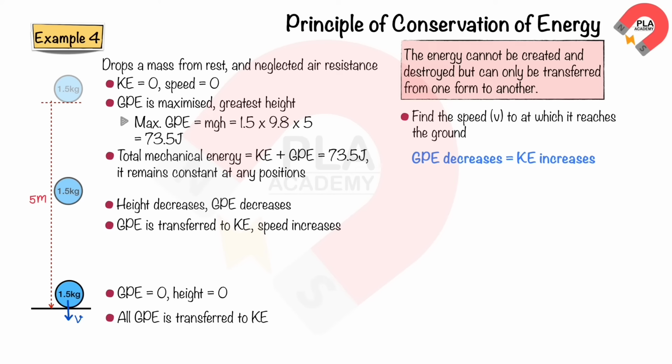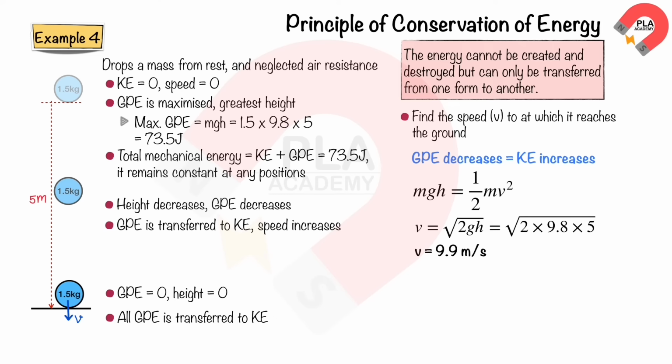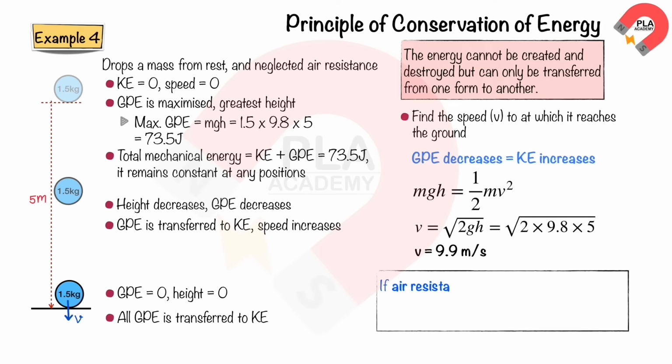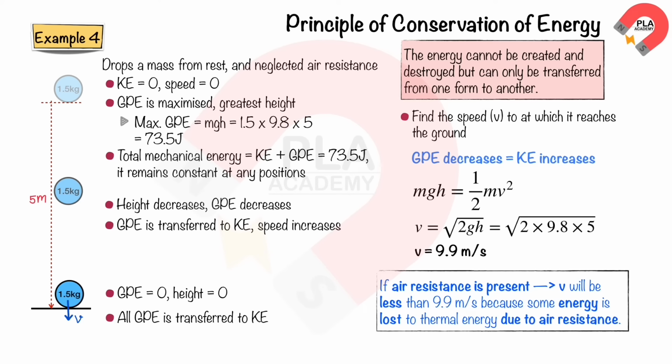Using the equation mgh equals half of m times v squared, we can rearrange it to v equals the square root of 2gh. Substituting the values in, g equals 9.8 and h equals 5. Solving this equation, the speed, v, equals 9.9 meters per second. If air resistance is present, the speed, v, at which it reaches the ground will be less than 9.9 meters per second, because some energy is lost to thermal energy due to air resistance.